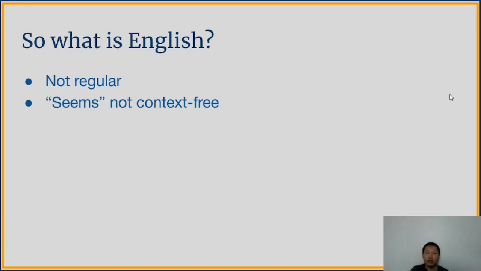Okay, so what have we established in this presentation? We've seen that English is not a regular language. We know that for sure. So there's no finite state automaton that can capture all of the complexities of English. And we also know that it seems not context-free. So it looks like context-free grammars are probably not a very good way of modeling English. They get a lot of its features, but they don't get it entirely correct. So where do we go from here?